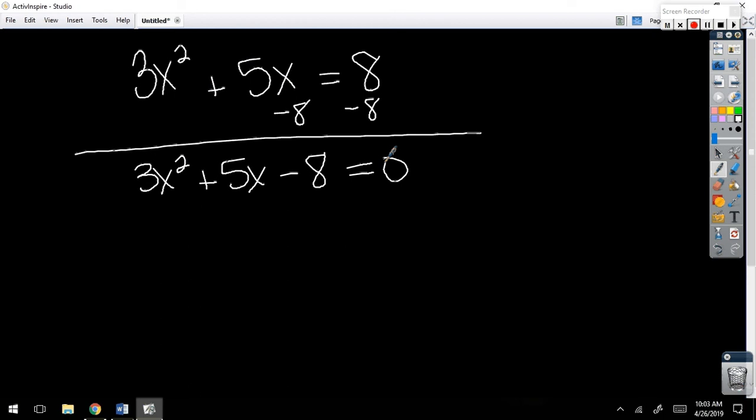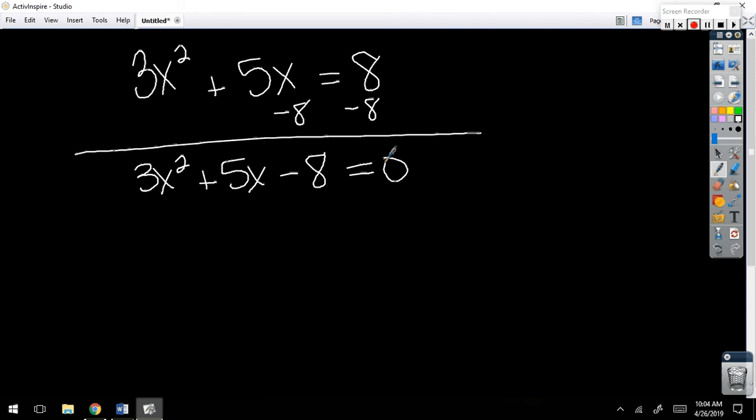There's nothing that multiplies to negative 24 but adds to 5, so it won't work. Actually, there is. This one will. What's 8, negative 3? It will work, but I want to show you with the quadratic formula. They all won't do that.